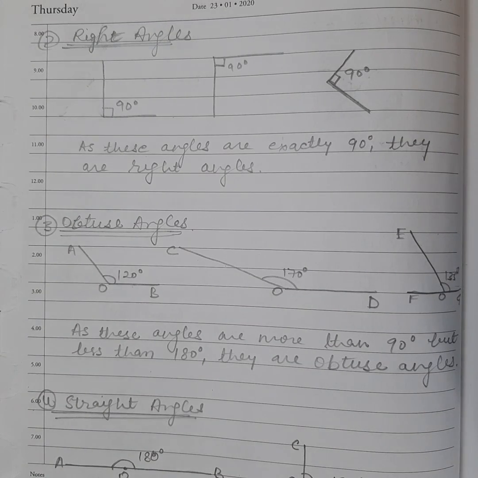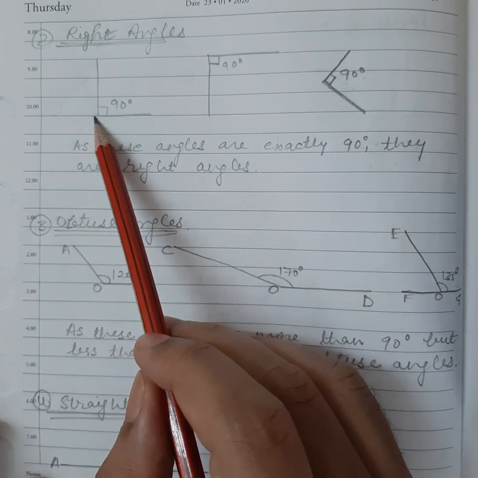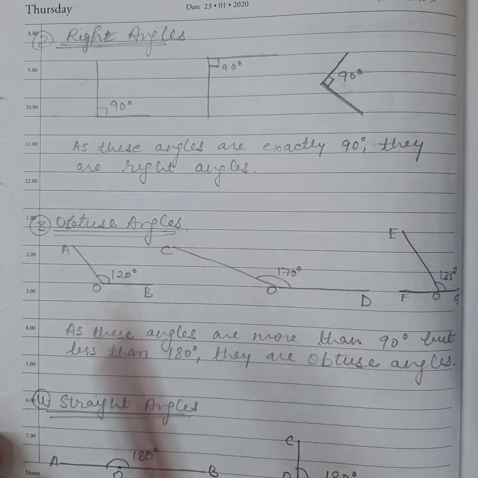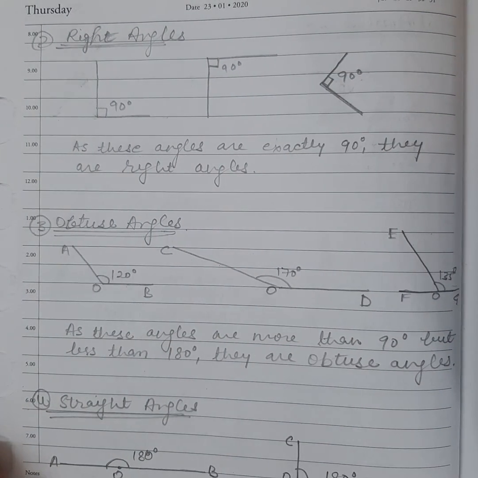So next is right angle. A right angle is an angle which is exactly 90 degrees. So all these angles are 90 degree angles, so they are right angles.